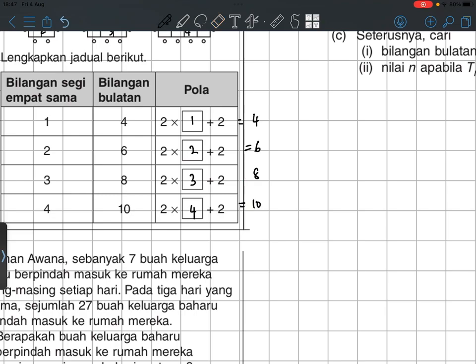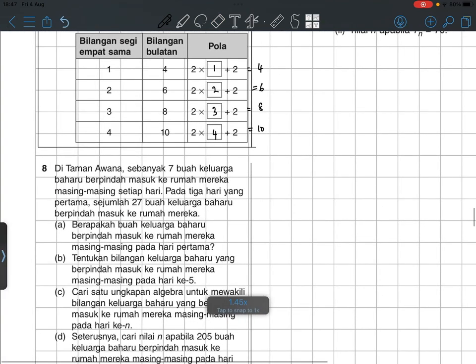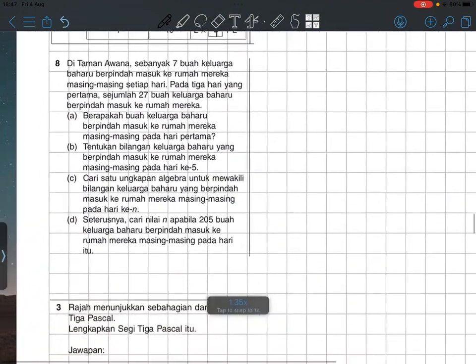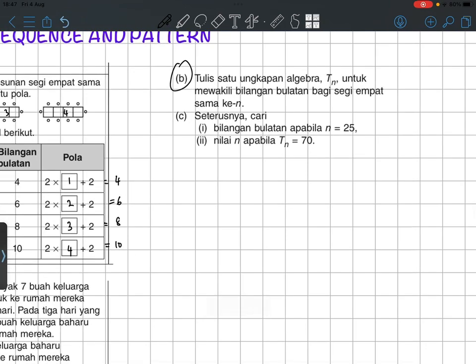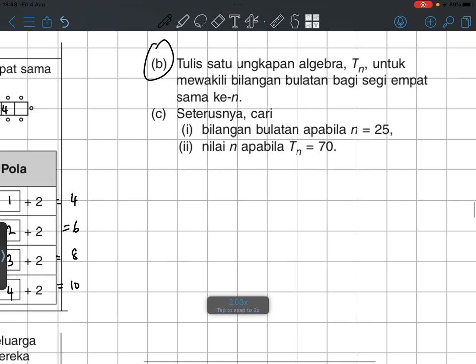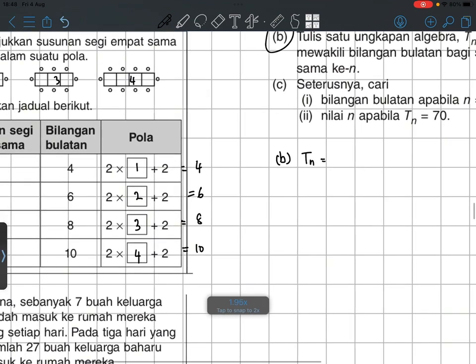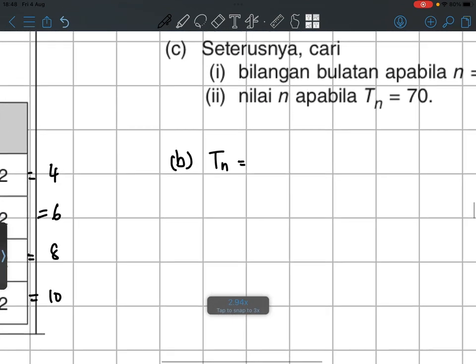okay. Then for question 8, well, let's do this question. Oh, this is the continuation. Write an algebraic expression Tn to represent the number of circles for each n-th square. Okay, we need to find the Tn term. Tn equals a plus n minus 1, right? A plus n minus 1 times d.